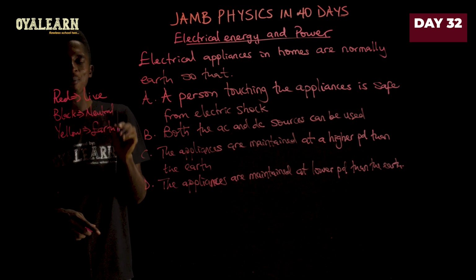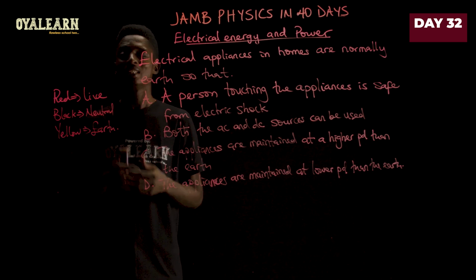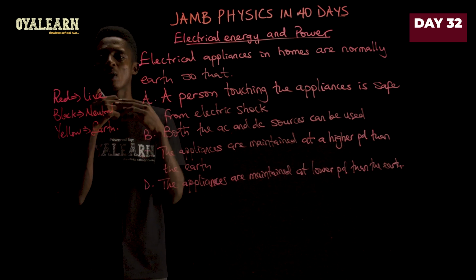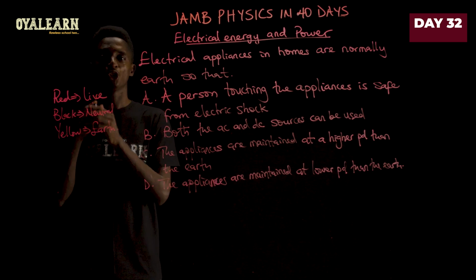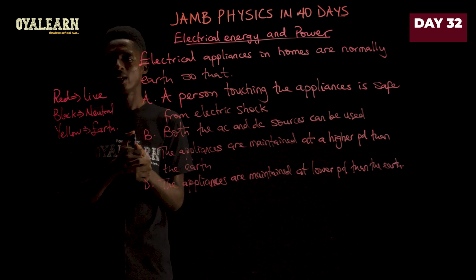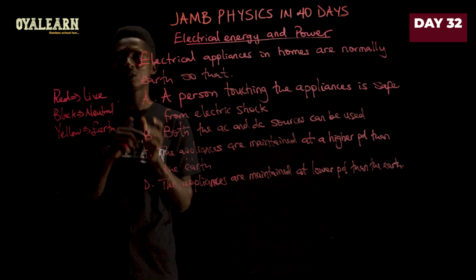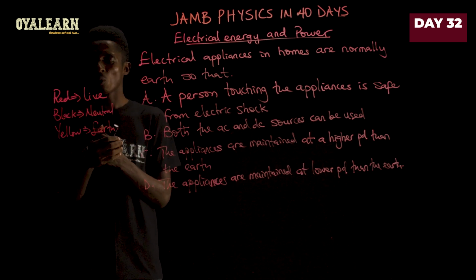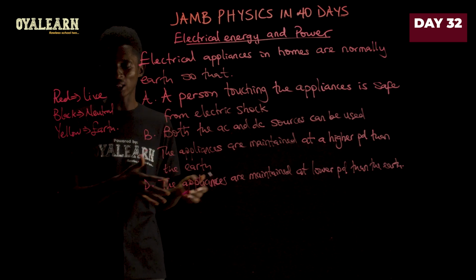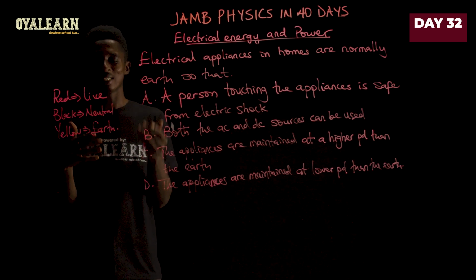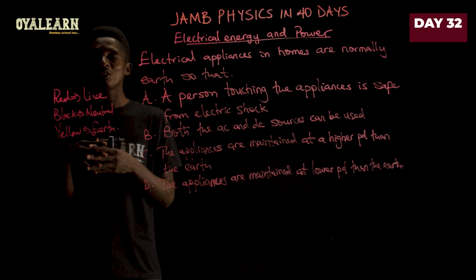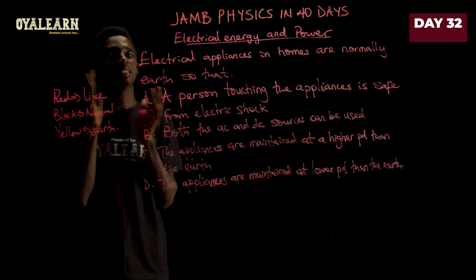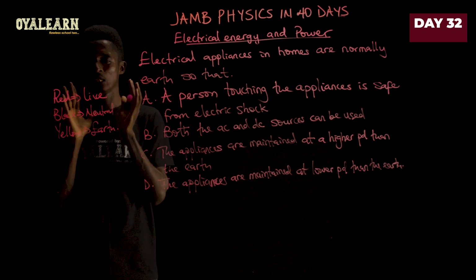Now it's important that I mention that this color changes depending on the country. What we have here is different from what you have in the US, it's different from what you have in Germany, it's different from what you have in the UK. Every country has the color code that they adhere to. In some countries, live is brown, while black still remains neutral, and then green stripes with yellow is their earth. There are some countries where black is actually the live wire, so you just have to understand how this works in different countries. So it does not mean it is limited to this.